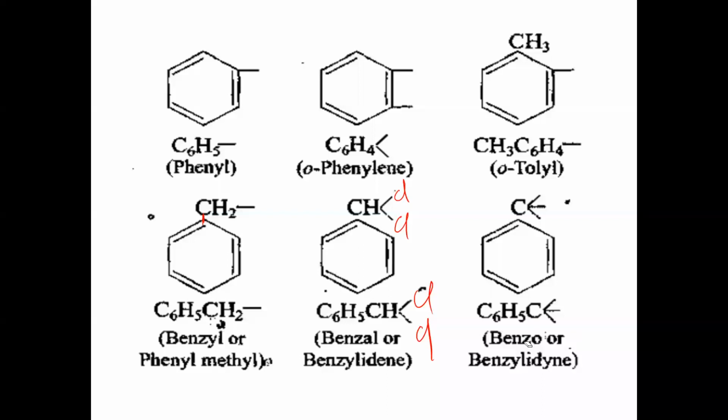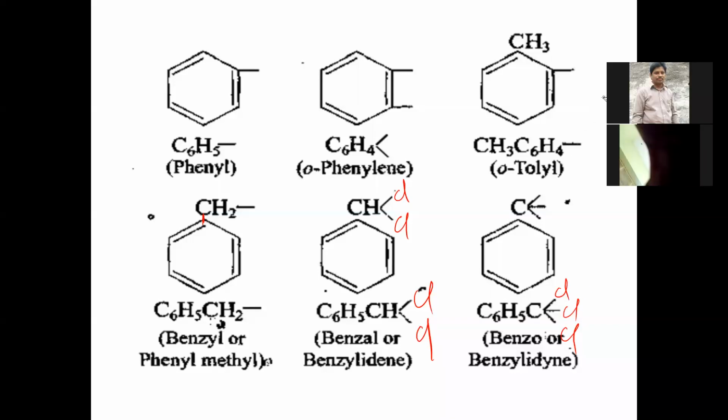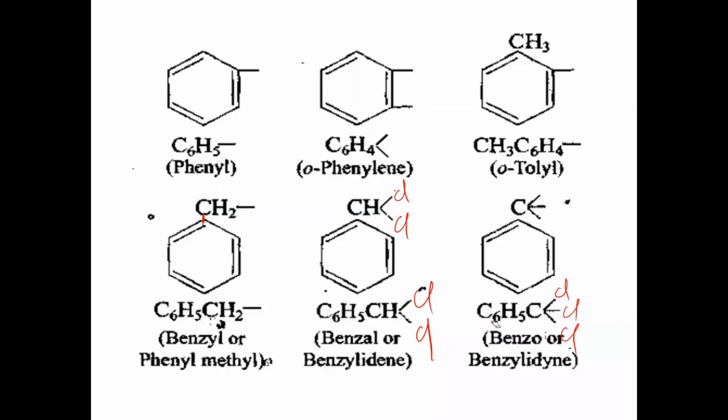Next, benzotrichloride. What does benzotrichloride mean? We take Cl3 here, so there are three bonds on the carbon. So C6H5-CCl3 is called benzotrichloride. In this way we have benzyl chloride, benzal chloride, and benzotrichloride. These are things we should not confuse.